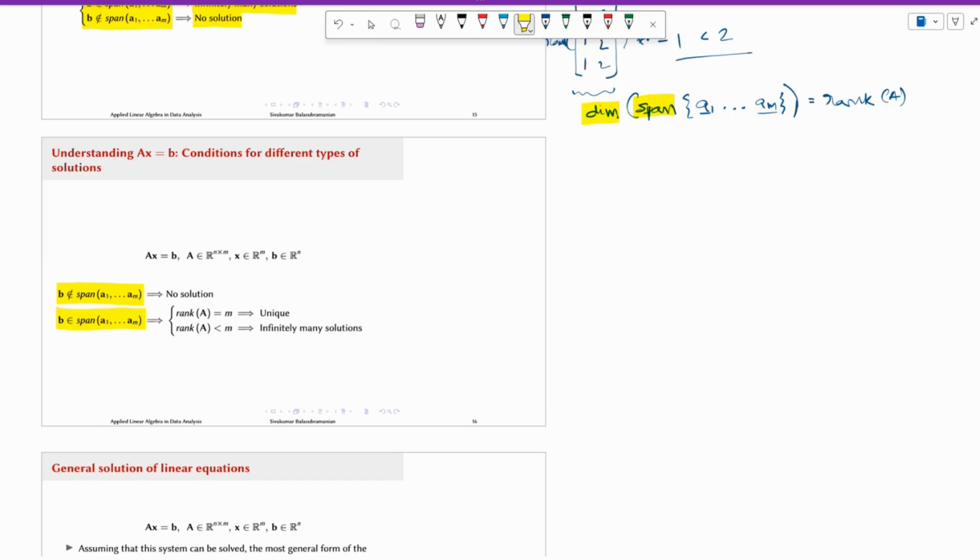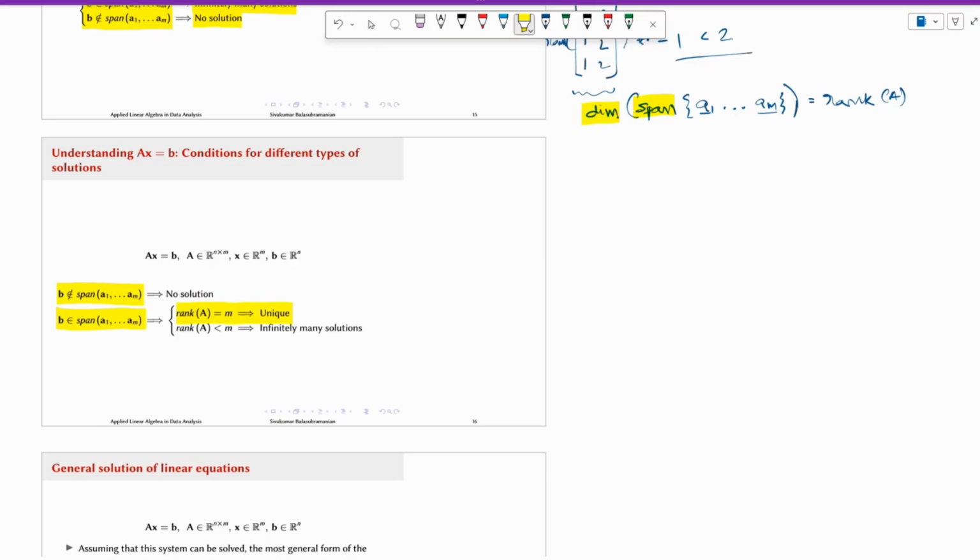If the rank of A equals the number of columns, then you have a unique solution. If the rank of A is less than the number of columns you have, then you have infinitely many solutions. This is equivalent to saying, let's assume B is in the span of the columns of A. If the columns of A form a linearly independent set, there are m columns. When I say the rank of A is m, that means those m columns form a linearly independent set. Then you have a unique solution.